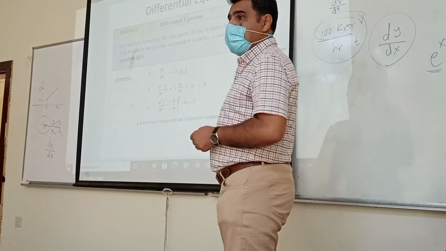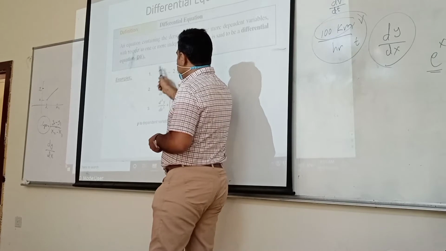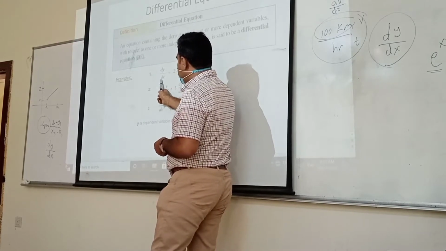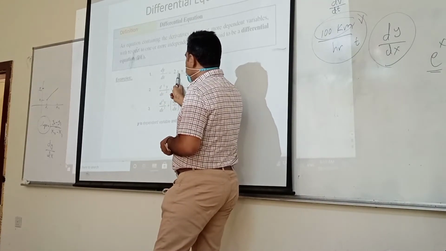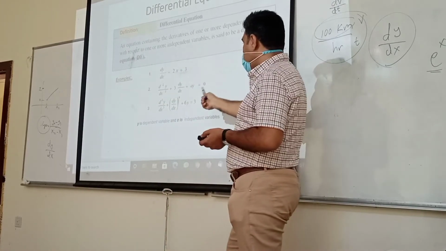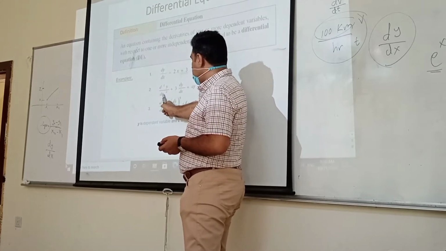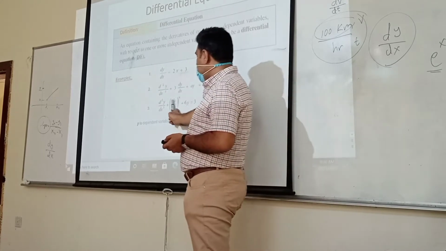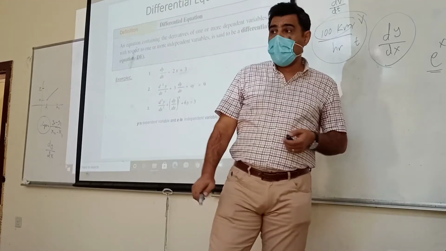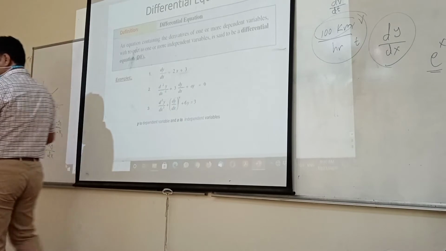So, examples for differential equations. For example, we can have dy over dx is equal to 2y plus 3, an equation, any equation. We could have it second order derivative. We can have it in this way. In all these cases, y is dependent.